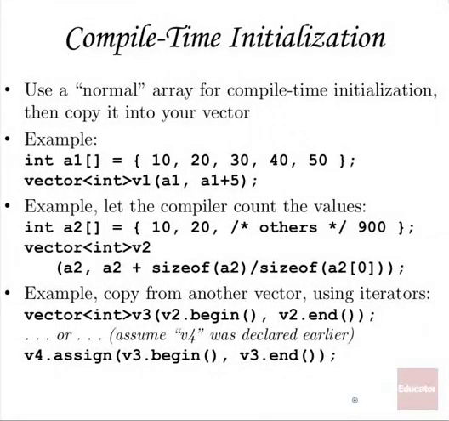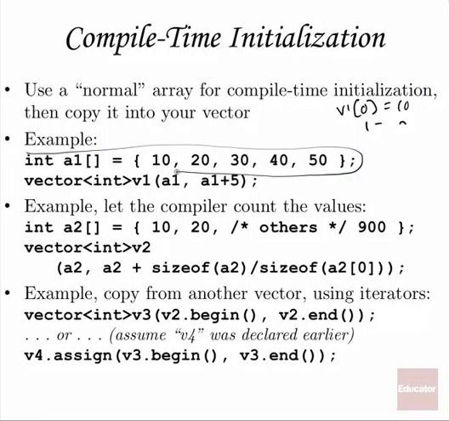Now you might want to ask, how do I initialize all this at compile time? That's what I'd like to know, because it's kind of a pain to write out v1 of 0 equals 10, v1 of 1 equals 20, blah, blah, blah, etc. Fear not, you have a kind of compile time initialization. Basically what you do is compile time initialization of a traditional array, or normal array, and then you create the vector using that array as your initializer. So it will copy it from that array into the vector.